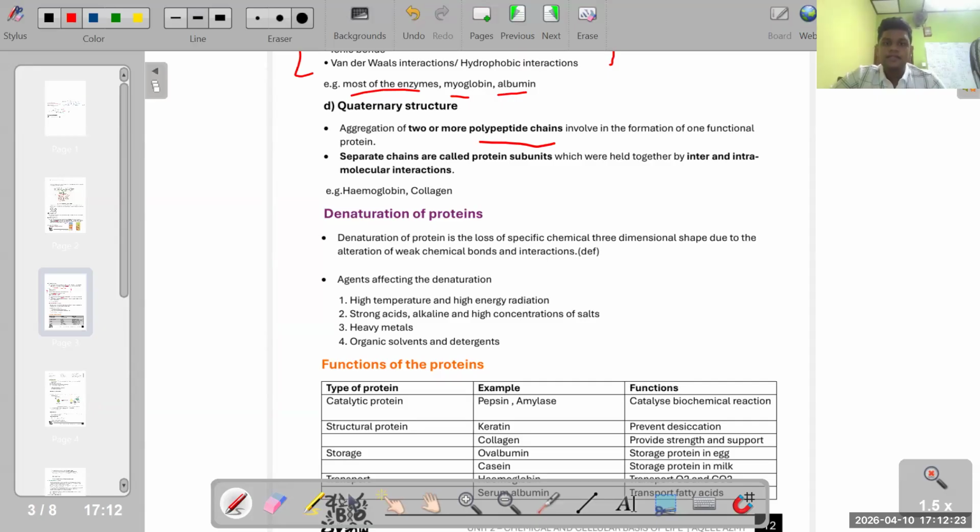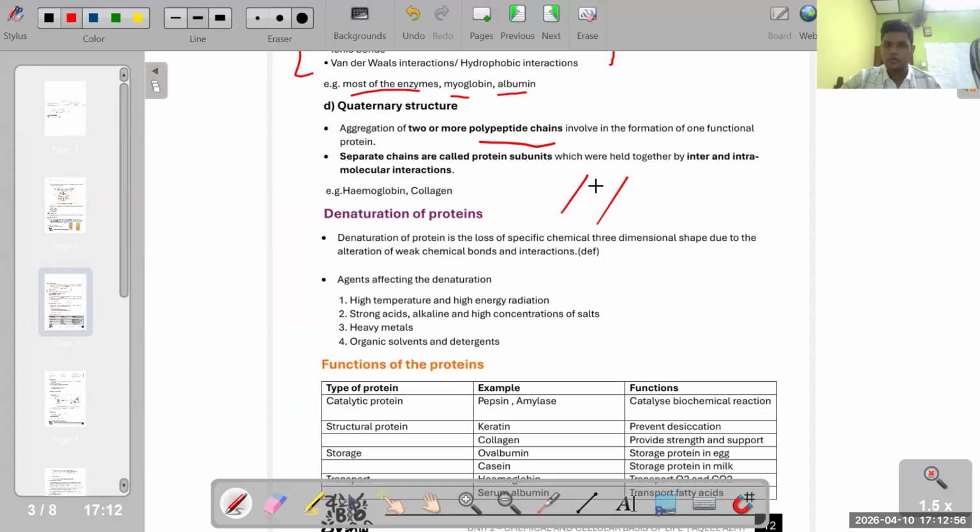Clear. Separate chains are called protein subunits. Those chains are separate, right? Two or more polypeptides means they are separate chains. Those separate chains are called protein subunits, right? Those chains are held in place by inter or intramolecular interactions. They haven't said what those interactions are. They have said inter or intramolecular interactions. Is that clear? Simply like this, made up of separate chains, polypeptide chains.